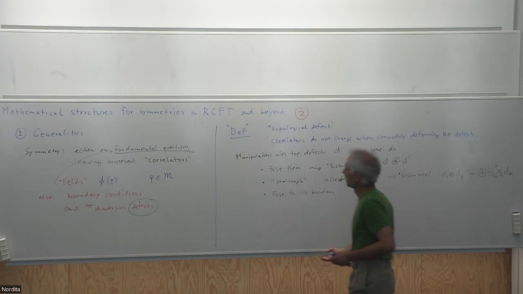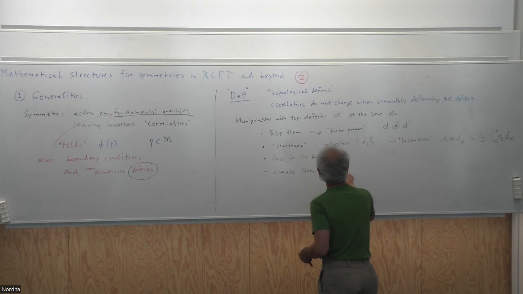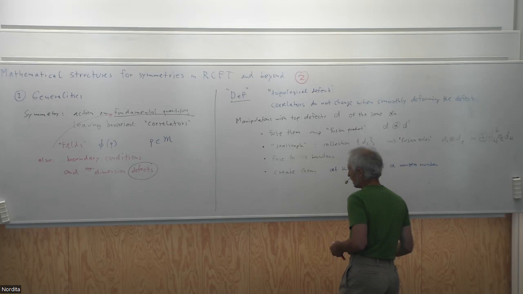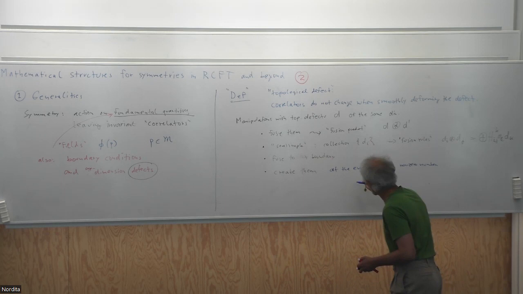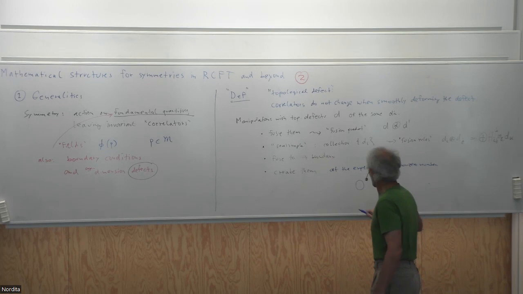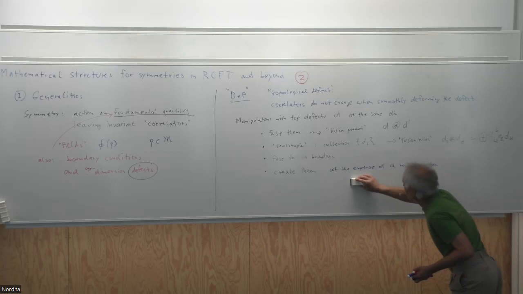And then another thing you might be able to do is create them out of nothing, maybe at the expense of a non-zero number in correlation functions. Concretely, that would mean you start with nothing and then you insert, say, a one-dimensional defect on a two-dimensional surface. Actually, defects in the applications that I have will always be oriented, but I will suppress that to save some time.